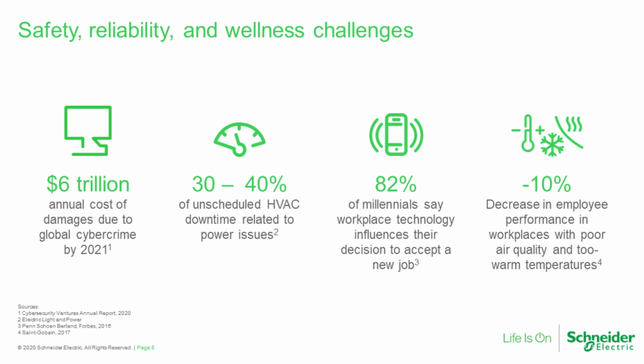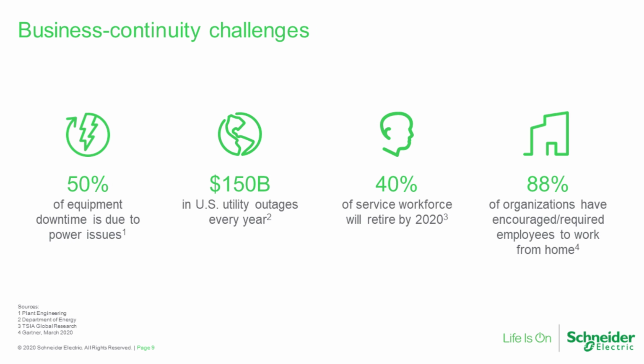And we know that 82% of millennials are looking for technology that's going to influence where they work and what buildings they're in and what environments they're in. And we're seeing a 10% decrease in employment performance across workplaces that don't have very good air quality. Poor air quality, it's too warm, or it's too cold, humidity doesn't feel right. So, the comfort level, safety, reliability, and wellness are very important as they combine together.